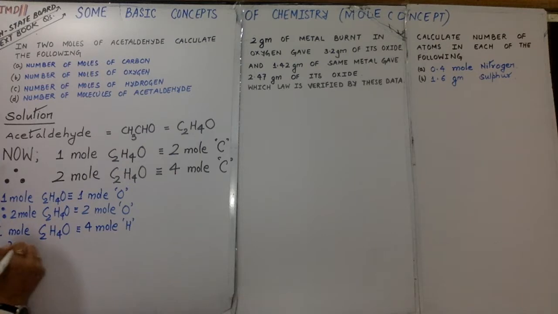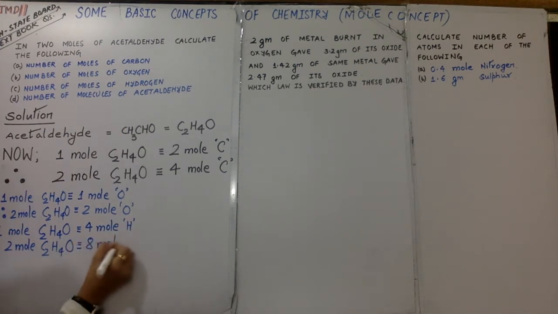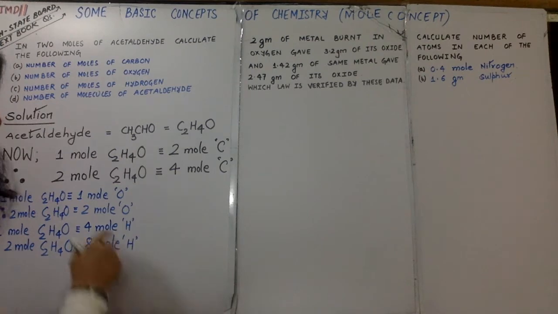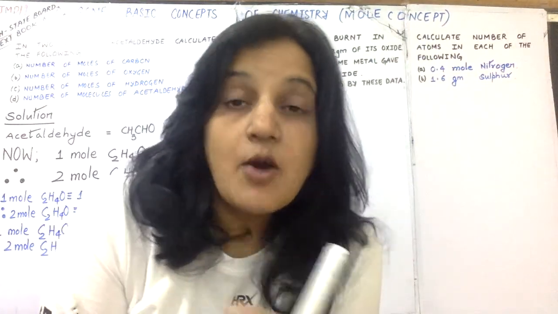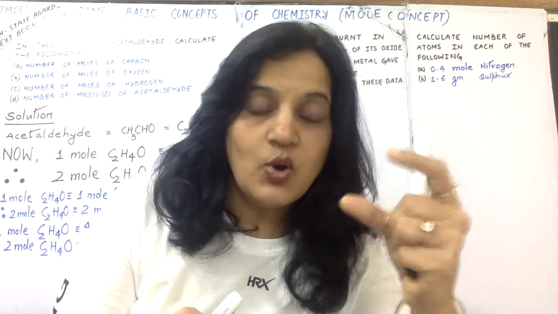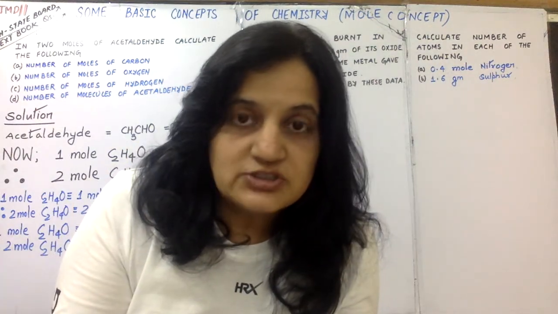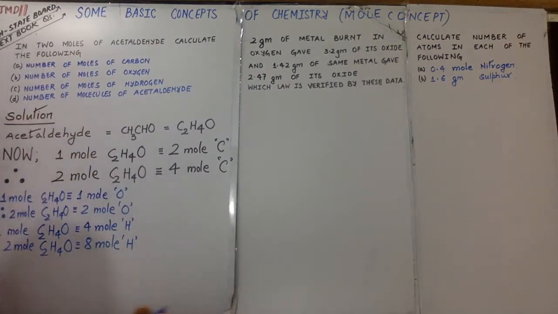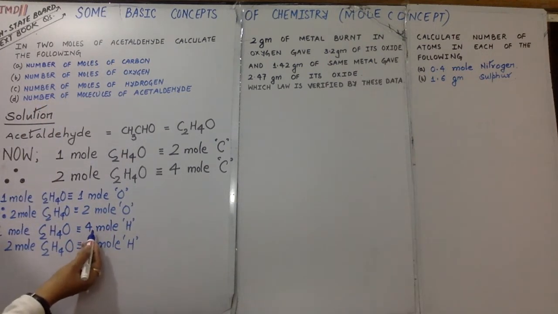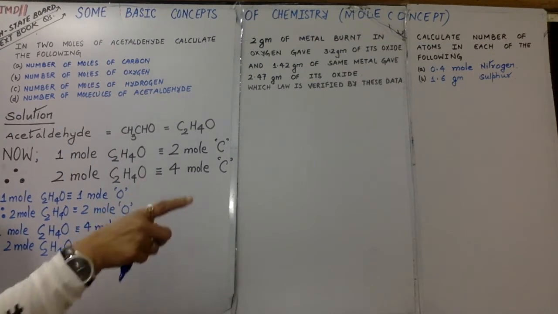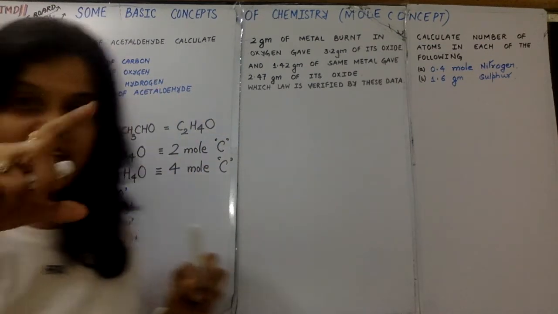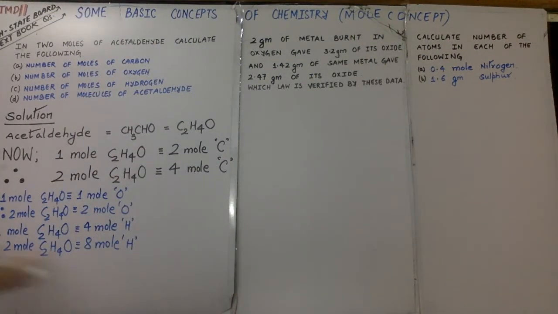Therefore, 2 mole C2H4O corresponds to 8 mole hydrogen atom. Now see children, if somebody is asking you how many mole oxygen atom, then 2 mole oxygen atom. But if somebody is asking how many mole oxygen molecule, then 1 mole of O2 is one mole molecule of oxygen, which contains 2 atoms. So here 2 mole oxygen atoms means 1 mole molecule of oxygen. And same way, 1 mole molecule of hydrogen contains 2 atoms. So 8 mole atoms of hydrogen will be in 4 mole molecule, 4H2, so 8. But that is not ours. So our answer will end here.